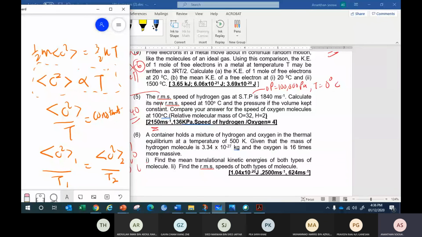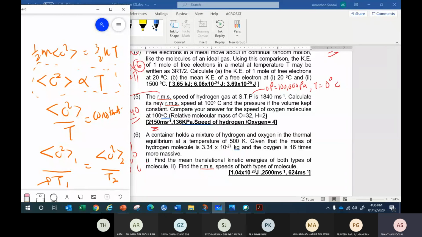Because the mean square speed is proportional to temperature, but the question is asking for root mean square speed. So when you calculate, you can't use root mean square speed. Find the mean square speed first. Then you can find the root of it. You can find the root mean square speed.